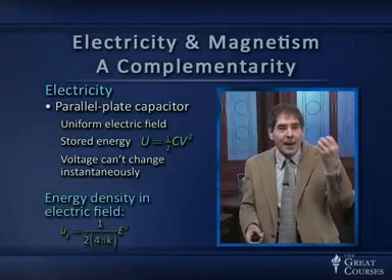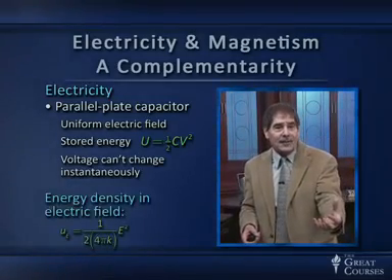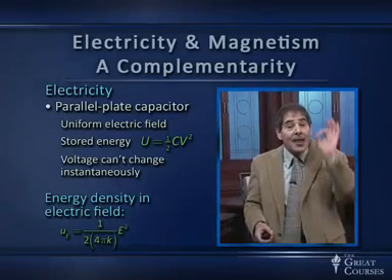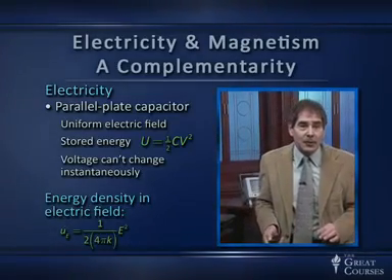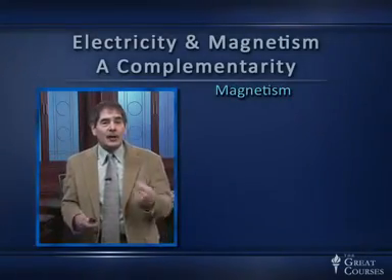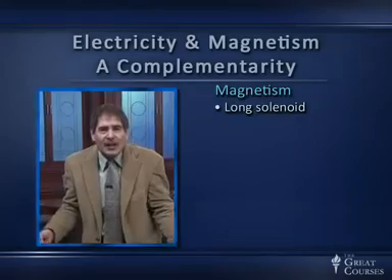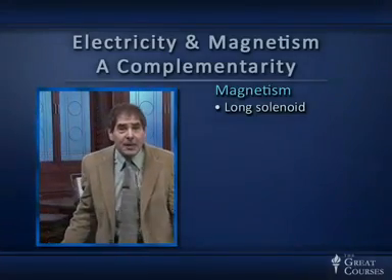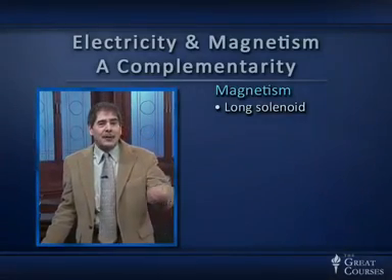Again, it has the form 1/2 times a constant involving the electric constant. In this case, the constant is 1 over 4 pi k, times the strength of the electric field squared. Now, this is a complementarity. Let's look at magnetism. We've got long solenoids. A solenoid looks nothing like a parallel plate capacitor. It doesn't work on anything like the same principles. But it is complementary, analogous.